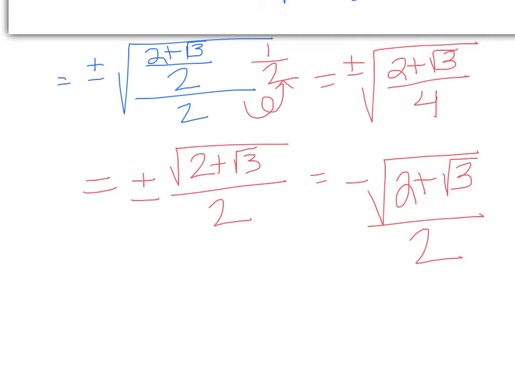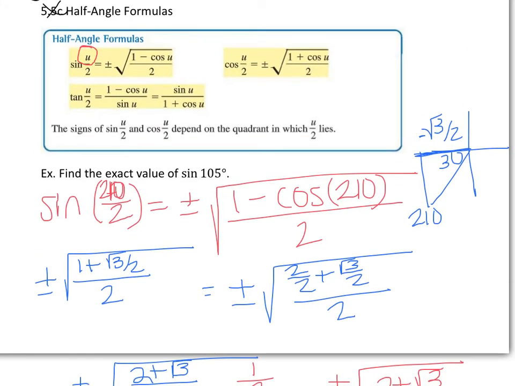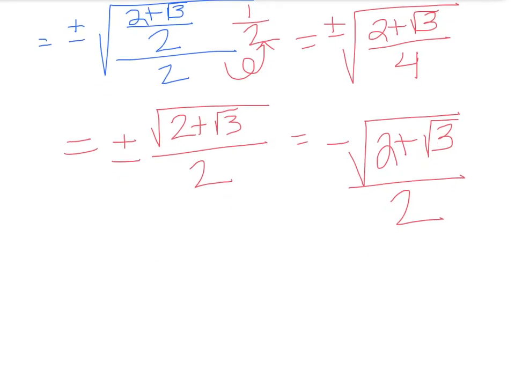And I said that wrong. We need to look at our original problem, which I didn't. We're looking at 105. 105 lands in quadrant 2, which is positive. So my mistake, it should be a positive.